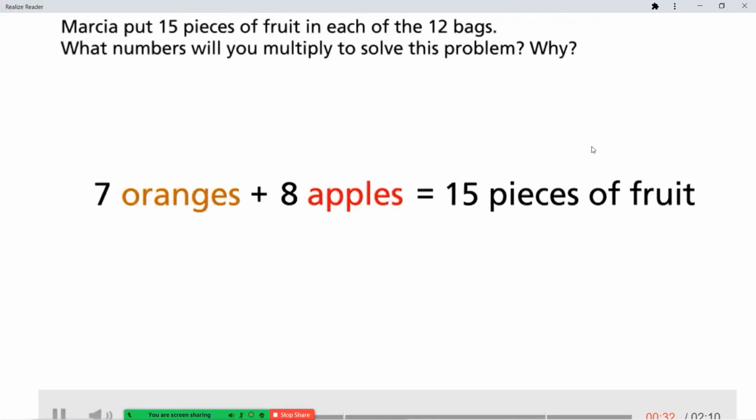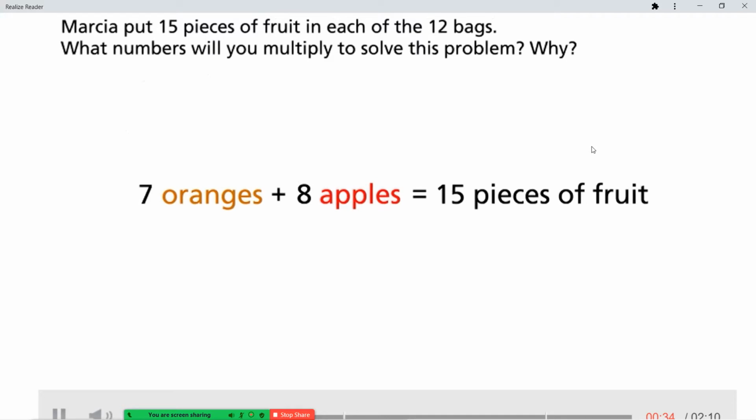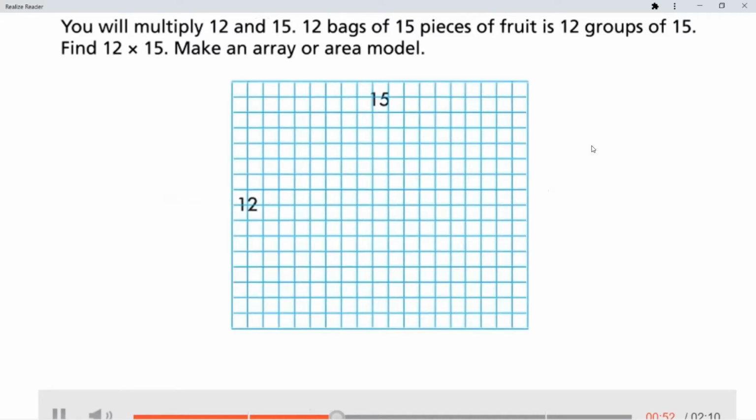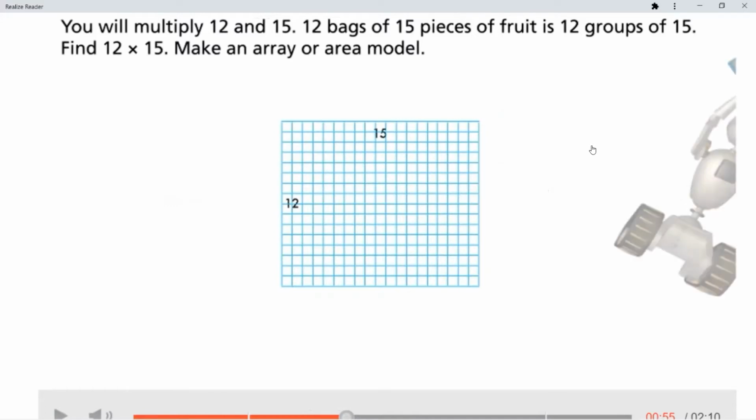Marcia put 15 pieces of fruit in each of the 12 bags. What numbers will you multiply to solve this problem? You will multiply 12 and 15. 12 bags of 15 pieces of fruit is 12 groups of 15. Find 12 times 15. Make an array or area model.